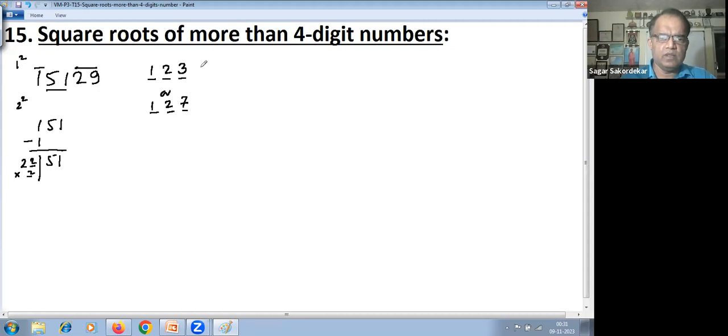Now to find out which is correct, take the digit sum. This is 6. This is 2 plus 7 is 9, so 1. Then take the square. 6 square is 36, and that digit sum is 9. 1 square is 1. Digit sum of that is 1. Now here 9 gets cancelled. So 1 plus 5, 6 plus 1, 7 plus 2, 9. So the digit sum of this is 9. It's matching with this. So the answer is 1, 2, 3.